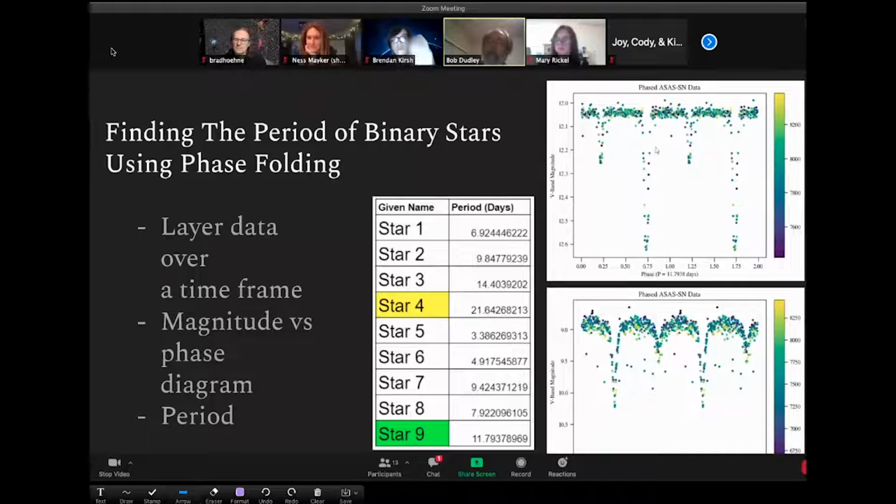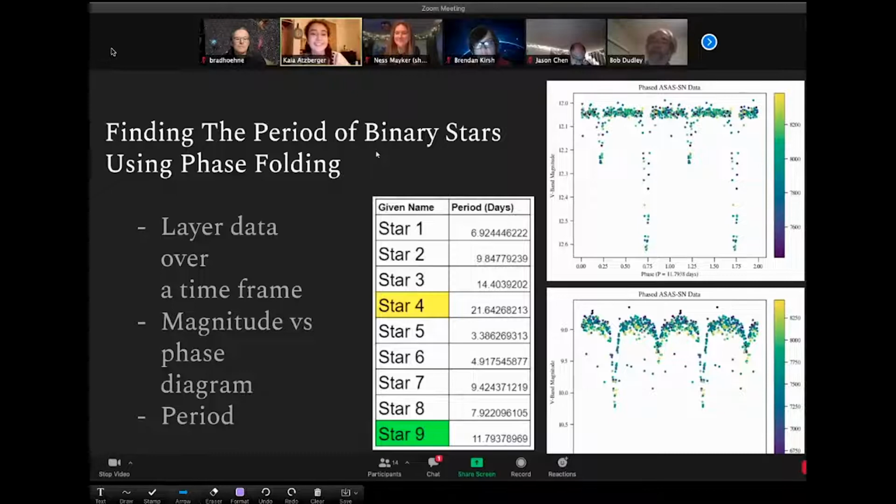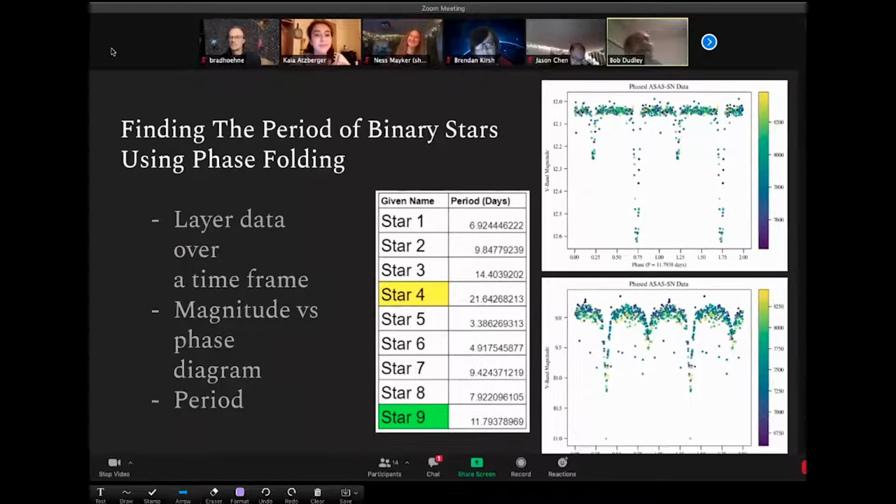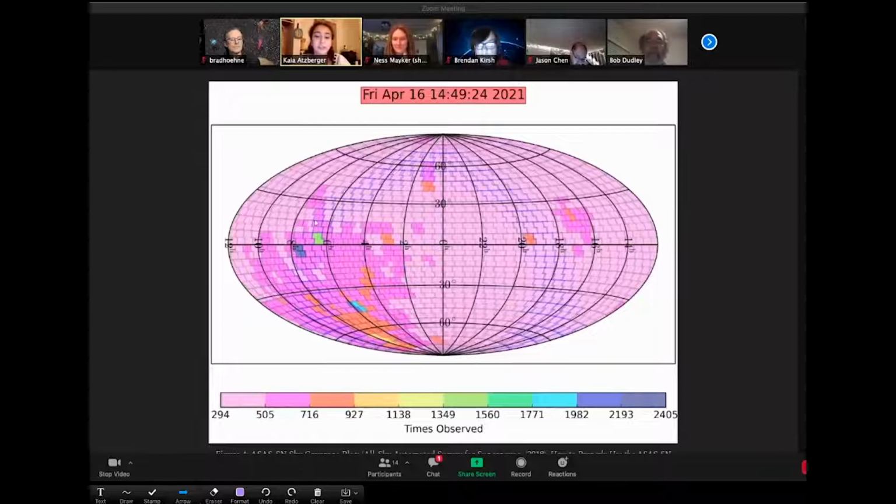Because we in the AAVSO get a lot of the ASAS-SN data, and we pipe it through into what we call VStar, so we can generate the light curve and then the phase diagram from that. Mm-hmm. Yeah, the ASAS-SN data is really interesting. If I go back here, you can see they have so much data taken. They have essentially times observed over 294 for essentially all of the night sky. So that's a really cool thing to have.